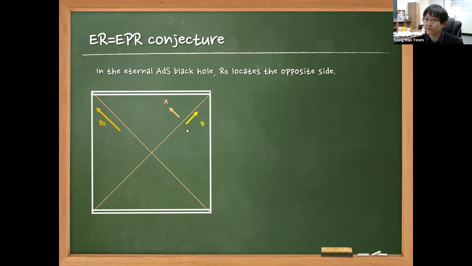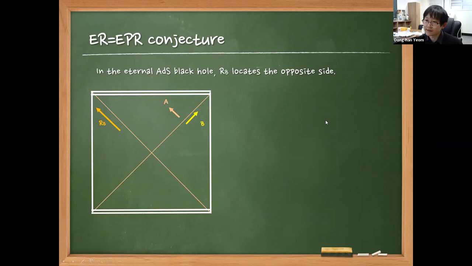But the left side and right side of the causal patch are maximally integrated. So from the Hawking radiation at this part, you can find its maximally integrated pair on the left side, RB, by the distillation process. And at the same time, B and A must be maximally entangled. So again, in the eternal black hole case, there is an inconsistency.